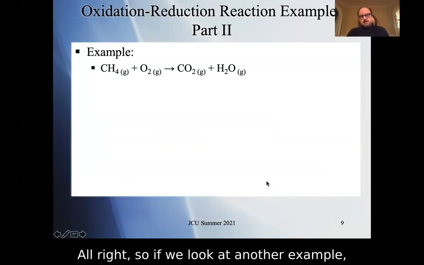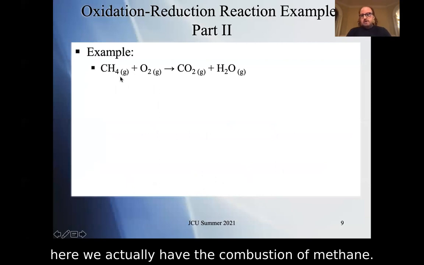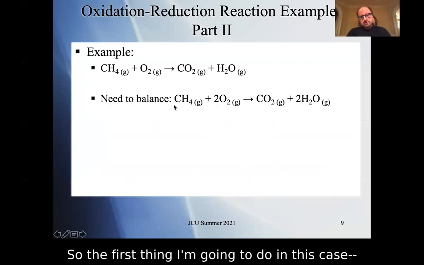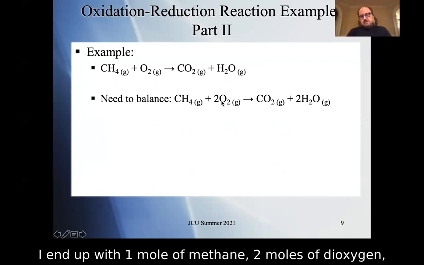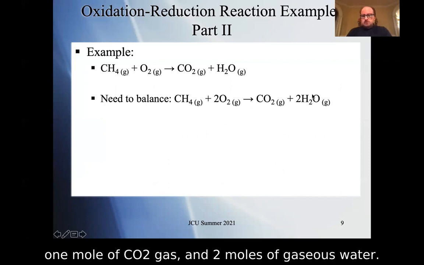All right, so if we look at another example, here we actually have the combustion of methane. So the first thing I'm going to do in this case, it isn't balanced. So I'm going to balance that. I end up with 1 mole of methane, 2 moles of dioxygen, 1 mole of CO2 gas, and 2 moles of gaseous water.